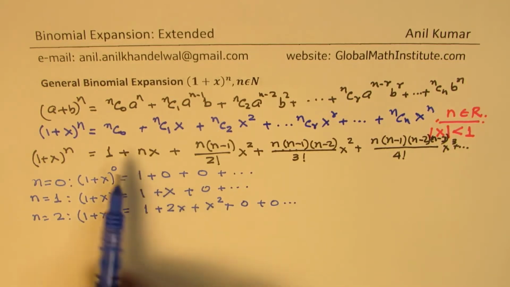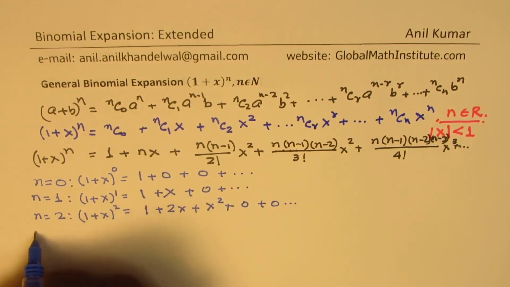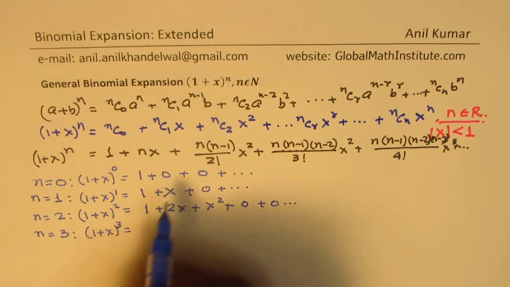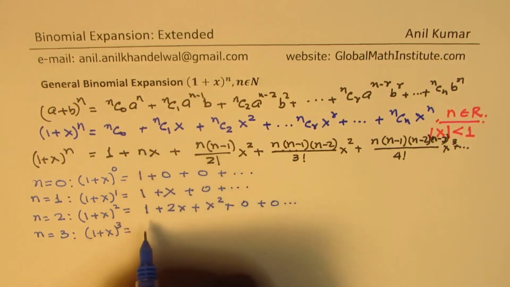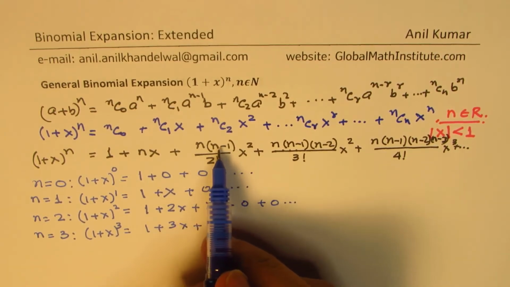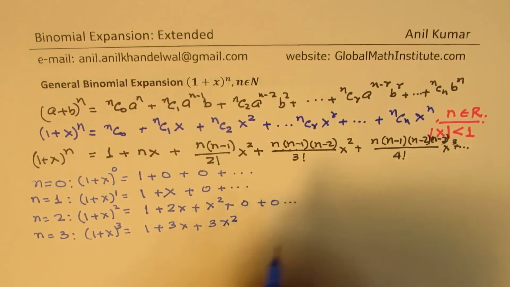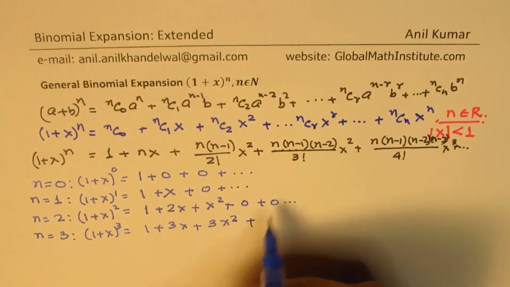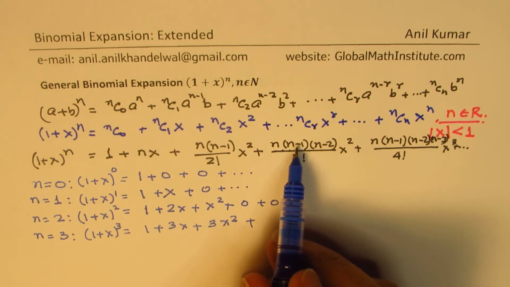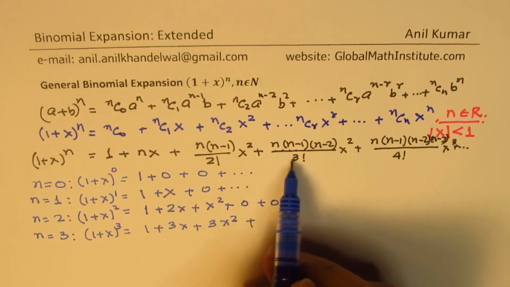So that matches with the binomial expansions which we learned earlier, right? Correct? So if I write n equals 3, we get (1 + x)^3, and if I substitute 3 for n we get 1 plus 3x plus 3 times 2, which is 6, divided by 2 is again 3, so we get 3x squared. And here, when I substitute 3, I get 3 times 2 times 1 divided by 3 factorial.